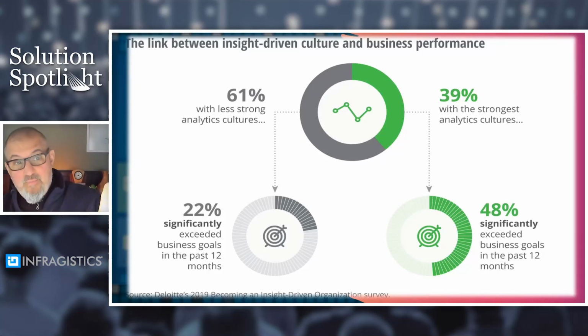So 61% with less strong analytics cultures only exceeded goals by 22%. However, on the other side of the chart, 39% of companies that had really strong analytics cultures, it was more than double. So they were at 48% of exceeding business goals.